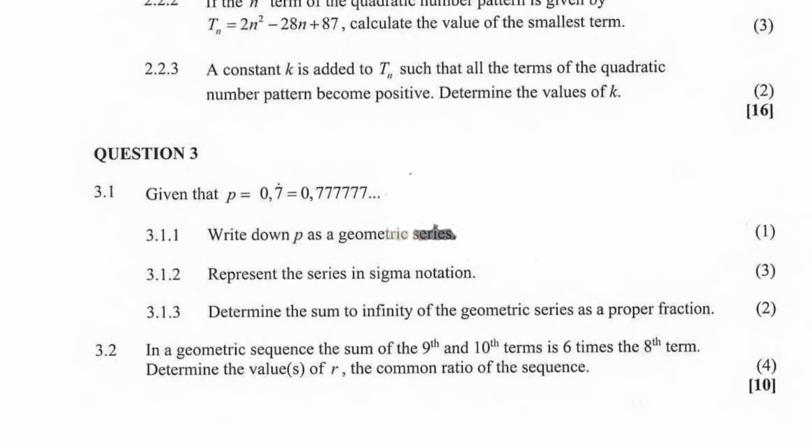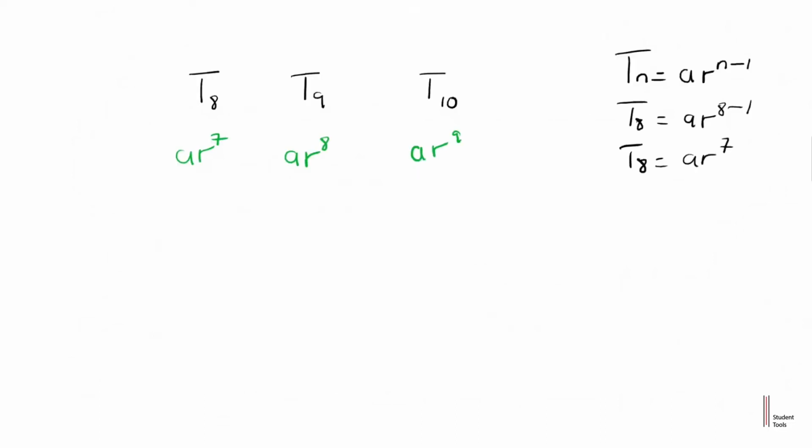A statement that was given to us here is that the sum of the 9th and the 10th term is 6 times the 8th term. So let us say we have the 9th term, which is a r to the power 8. If we add the 10th term, which is equal to a r to the power 9, that will be equal to 6 times the 8th term, which is a r to the power 7.